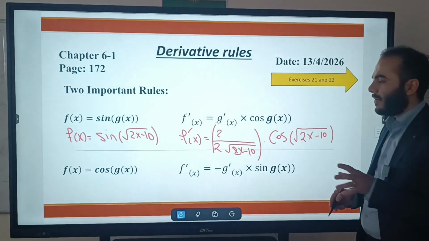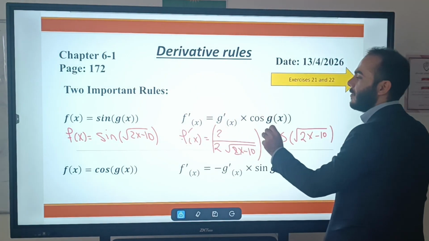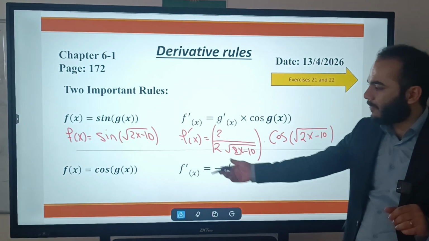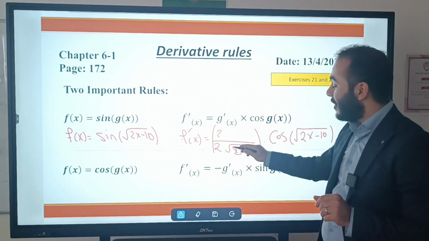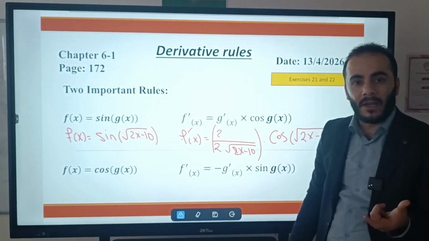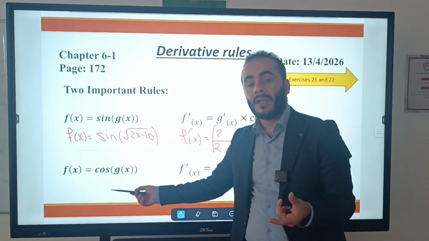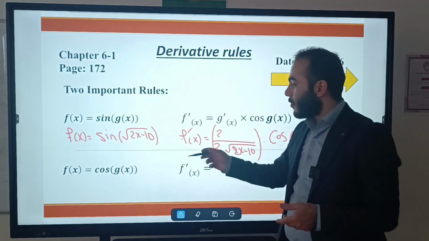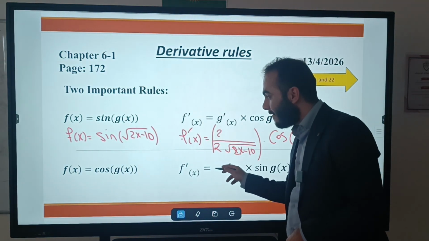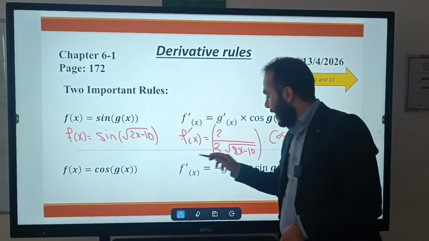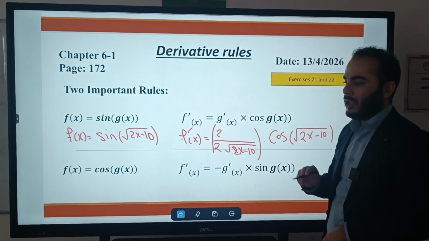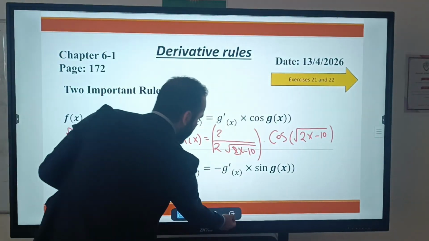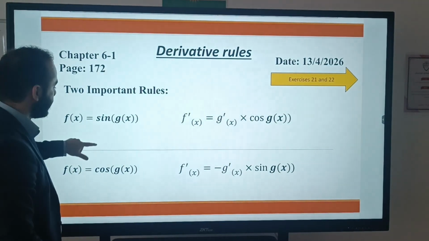This is how we take the derivative for such a function, when the angle of sine and cosine is a function itself. As well as for cosine of g of x, we have negative g prime of x. Why negative? Because the derivative of cosine is with a negative. That's why, don't forget about this negative. So basically, negative g prime of x times sine g of x. Teacher, please give us more examples. Absolutely. Let's go to the next slide.